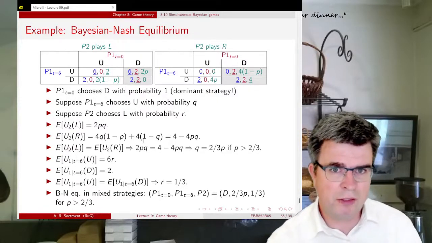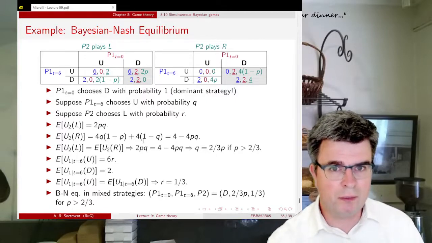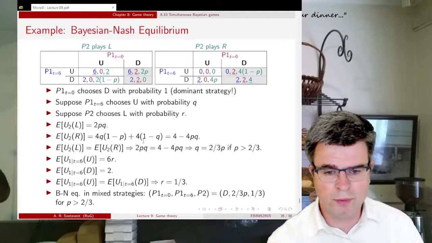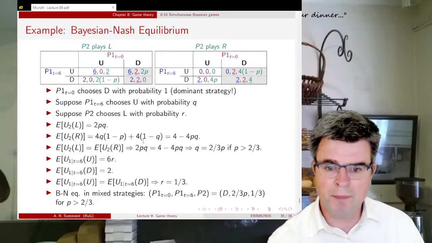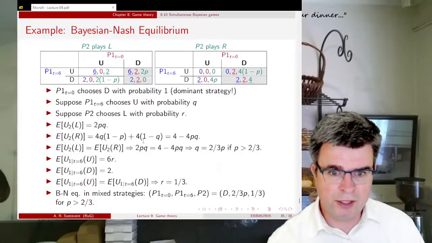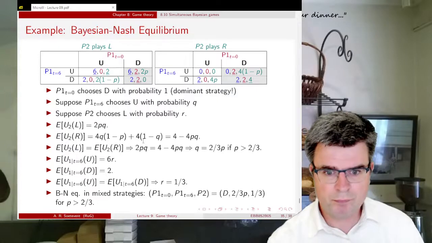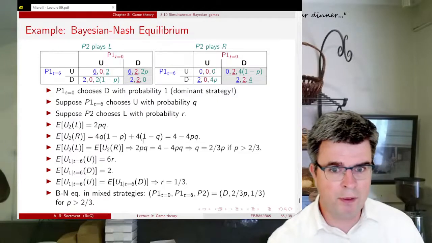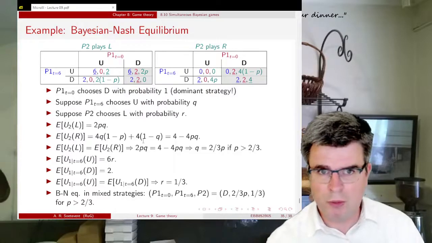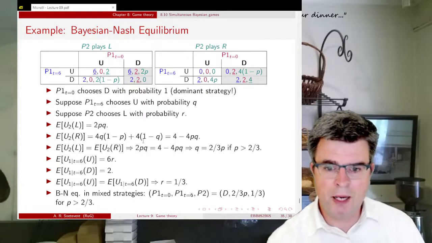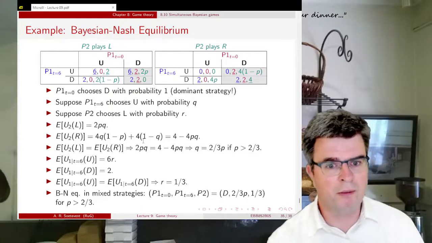We have a Bayesian-Nash equilibrium in mixed strategies, and it's the pair of strategies where player 1, if he's of type 0, will always play down. If he's of type T is 6, he will mix, and he will choose up with probability 2/3 times P, and we know the value of P. And player 2 will choose left with probability 1/3.